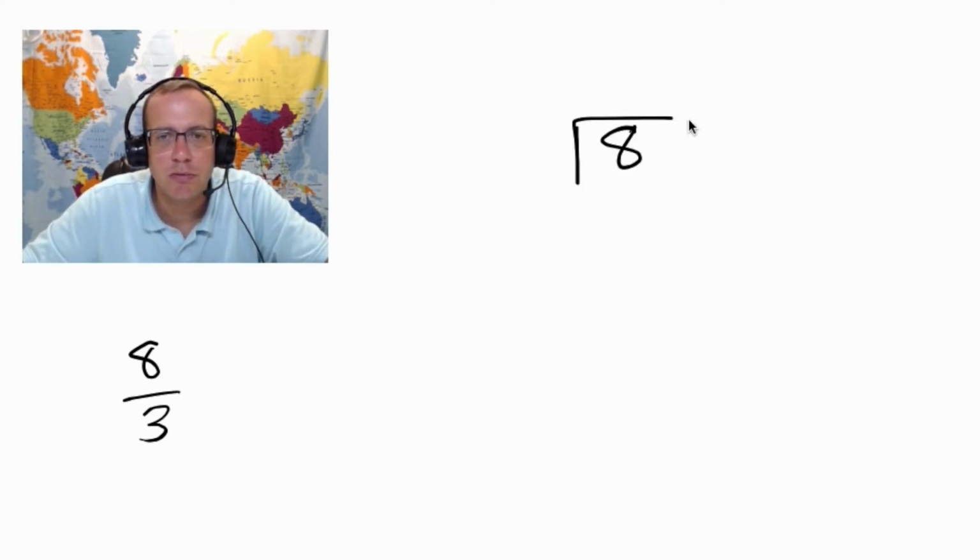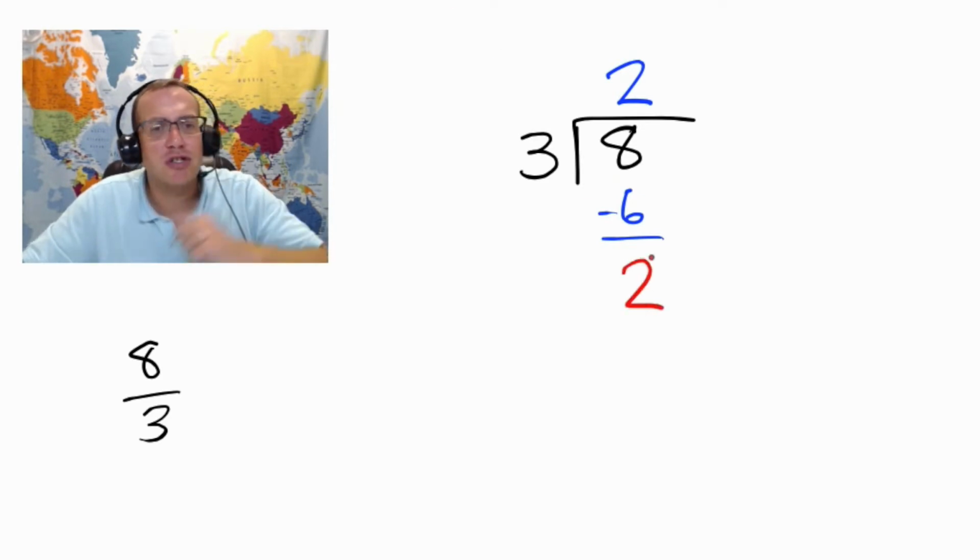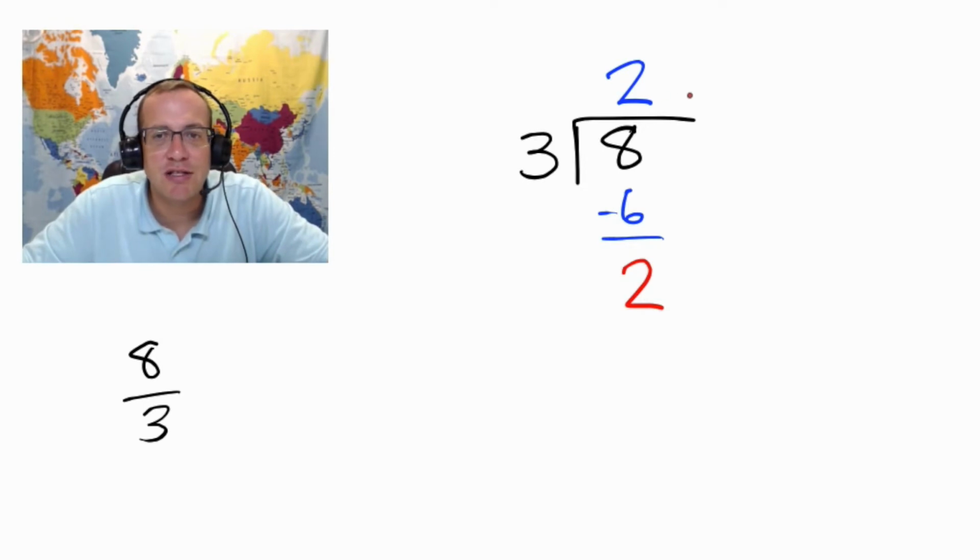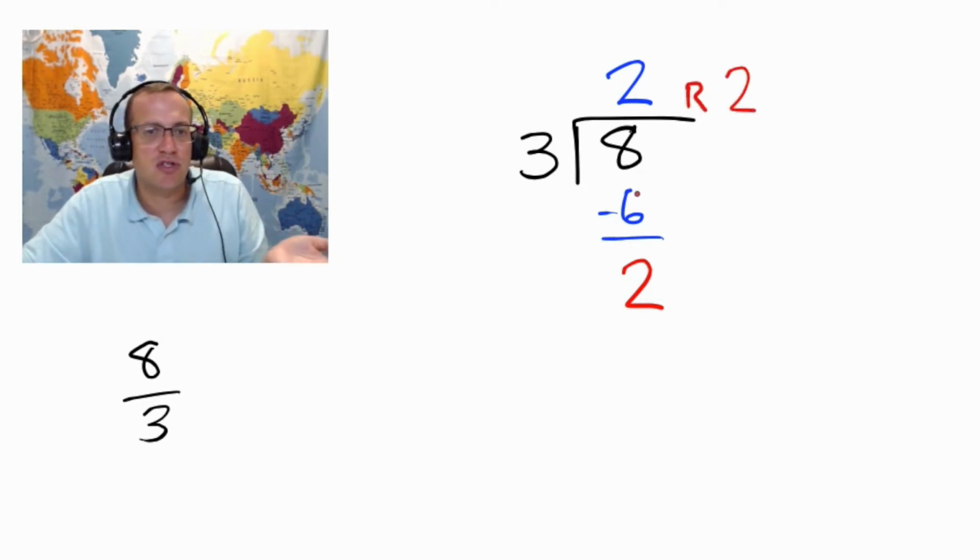Well, that's a great question. So how many times does our 3 go into 8? Well, I think that 3 goes into 8 2 times. So that's going to be a total of 6. Subtract that away, and you're left with a remainder of 2. Okay, so typically we would write this as an answer of 2 remainder 2, right? If you're doing your standard division.